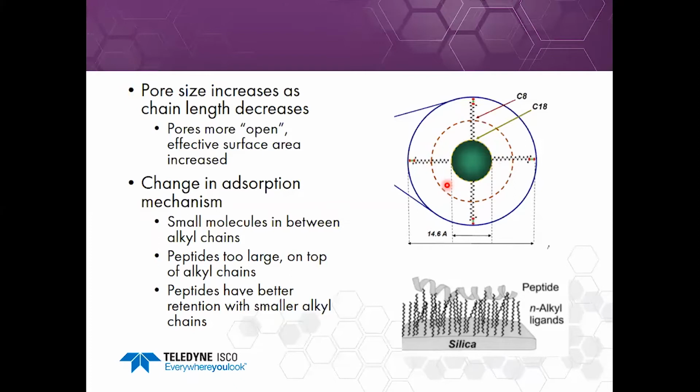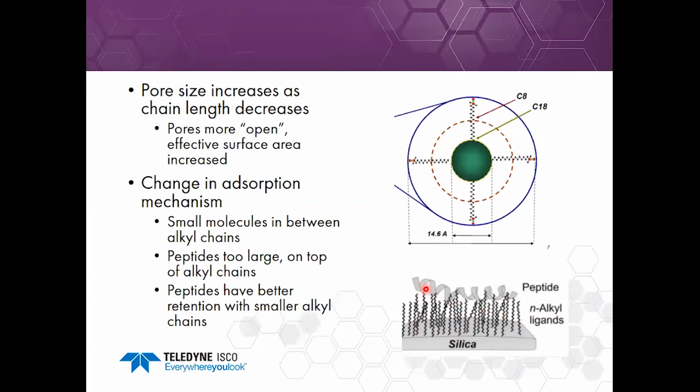In addition, there's a change of adsorption mechanism with peptides compared to small molecules. Small molecules can sit in between the C18 chains and they can interact very nicely with the C18. Peptides, on the other hand, are too large to go in between the C18, but they have to sit on top of the C18. As a result of that, the effective chain that the peptide sees is only at the very tip of that C18, up near the top over here.